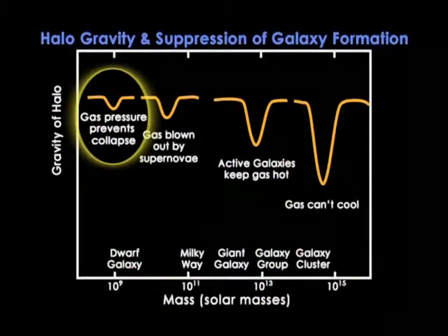Now finally, for the smallest halos, the gravity is so weak it can't even pull in the gas, because the gas has pressure, and this prevents it falling in, just as the air in this room doesn't fall towards the weak gravity of my body. So let's now see what happens when we fold all of these mechanisms into our understanding of galaxy formation.